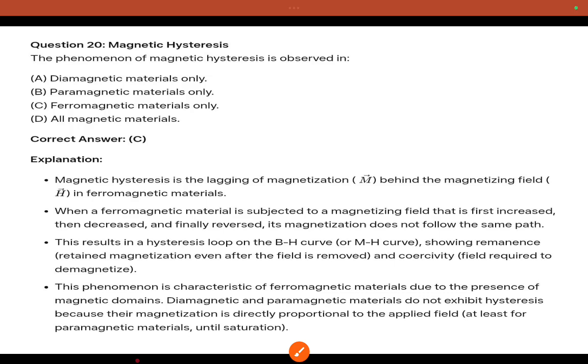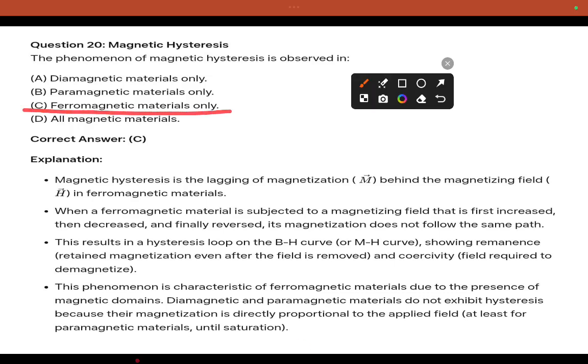Question number 20 is related to magnetic hysteresis. The phenomenon of magnetic hysteresis is observed where? The answer is, it is observed in ferromagnetic material. Magnetic hysteresis is the lagging of magnetization M behind the magnetizing field H in a ferromagnetic material. When a ferromagnetic material is subjected to a magnetizing field that is first increased, then decreased, and finally reversed, its magnetization does not follow the same path.